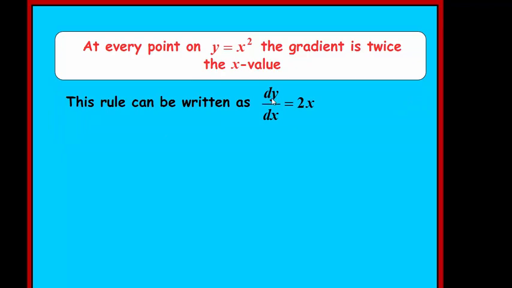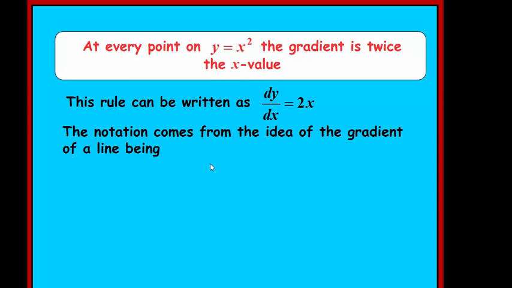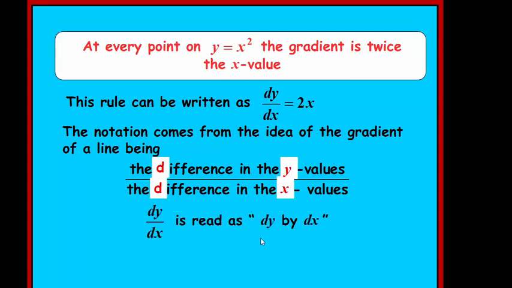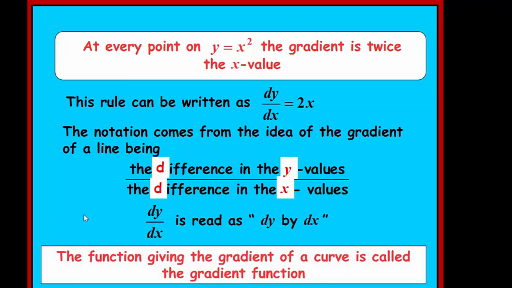So if we write it as dy dx equals 2x, we get our notation for differentiation, differential calculus. It's the difference in the y values over the difference in the x values. dy over dx. We tend to call this for short dy by dx. And we call the function given by the gradient the gradient function.